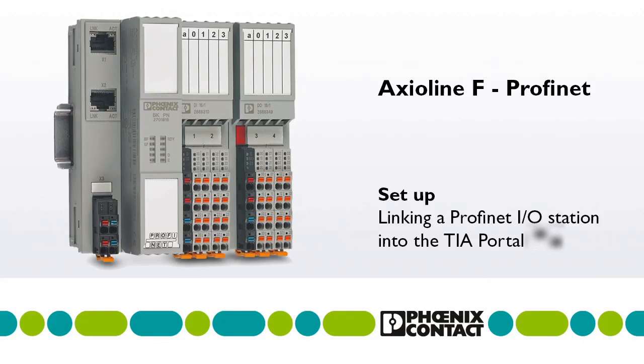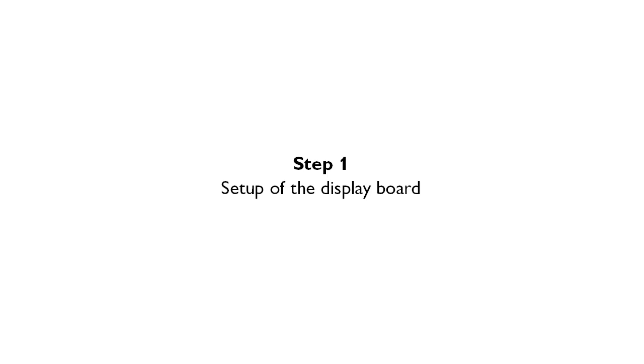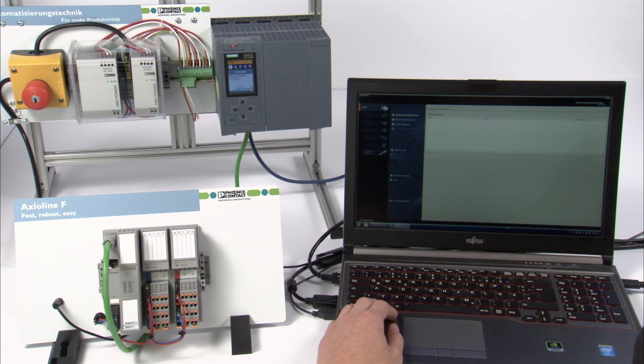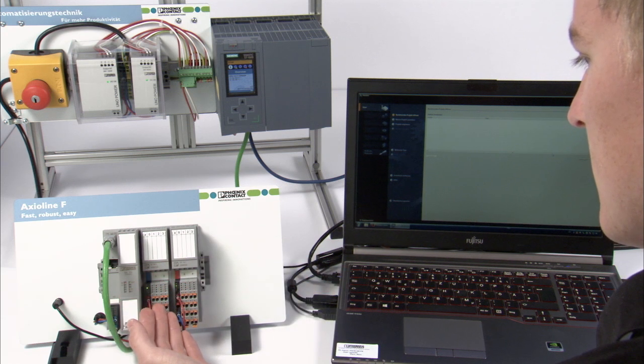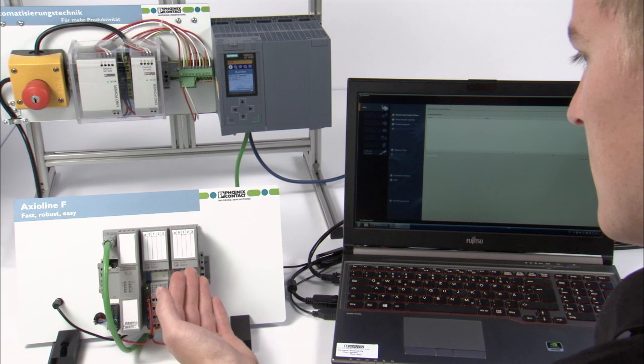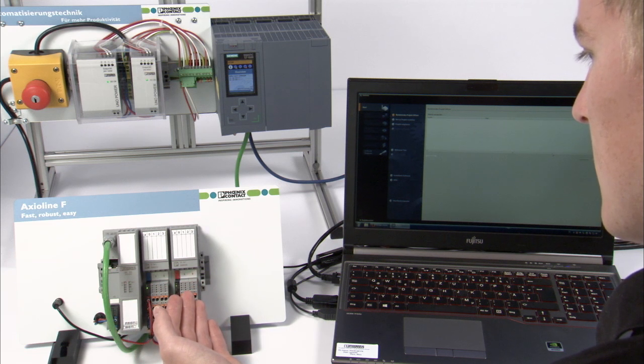This video shows how easy it is to start up an Axioline F Profinet station from Phoenix Contact in connection with a SIMATIC S7 controller with TIA Portal from Siemens. The used I/O station consists of a Profinet bus coupler, an input module with 16 digital inputs, and an output module with 16 digital outputs.